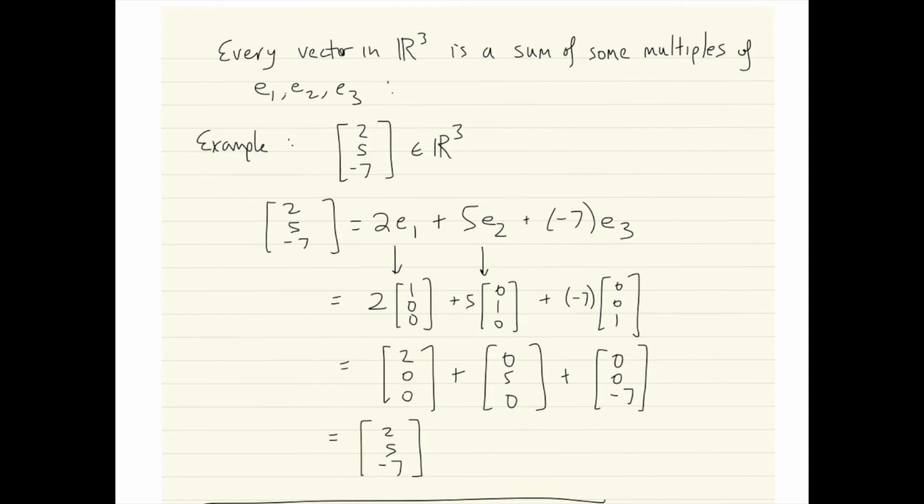And then when you add matrices, the naive process works. In other words, you add them entry-wise, or component-wise. So 2 plus 0 plus 0 is 2, 0 plus 5 plus 0 is 5, and 0 plus 0 plus minus 7 is minus 7. So indeed, the right-hand side adds up to the column vector (2, 5, minus 7). In the case of standard basis vectors, it's quite easy to express any vector as a linear combination of them. Simply, the numbers in the vector correspond to the coefficients in front of the standard basis vectors.